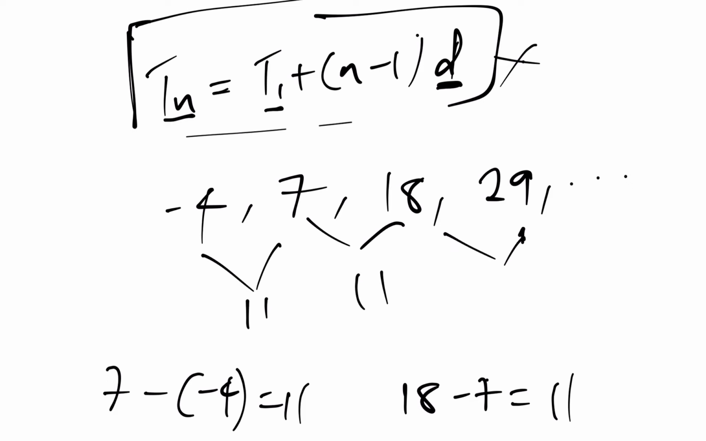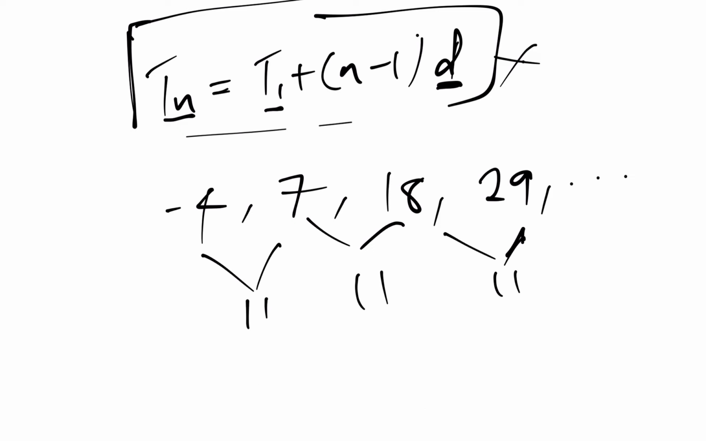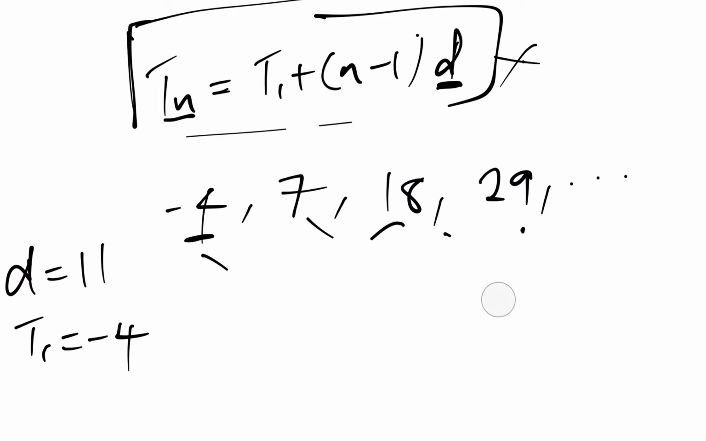Last, we find the difference 29 minus 18. We have to check all the consecutive numbers that they've provided us. So again, here we get 11. The fact that the difference is common means this is an arithmetic sequence, and the common difference is 11. From our formula we also need T1, the first term, and the first term here is -4, as you can see.